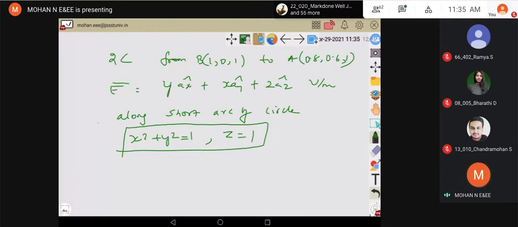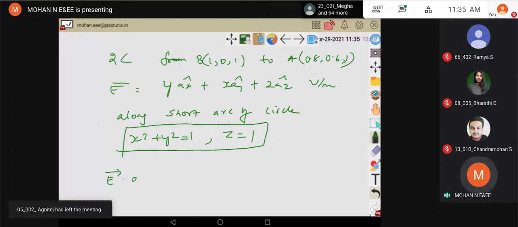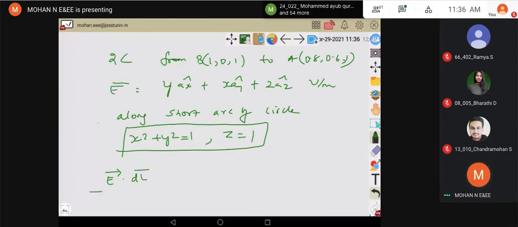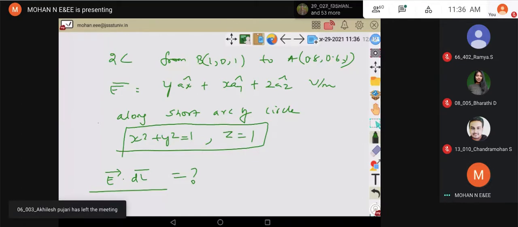Somehow you find the dot product of E vector and dl vector first, and then simplify and get me the answer quickly. And the limits are also given to you. Just substitute the values and get me the answer. Yes, I'll just keep this for a few minutes. I want somebody to solve this one, please.